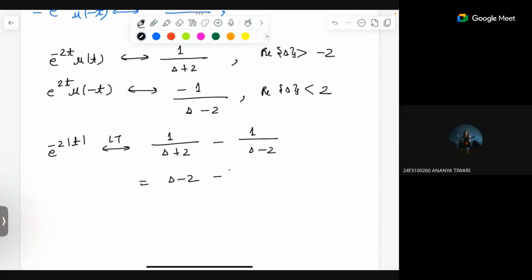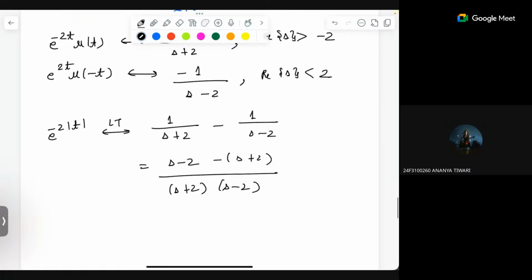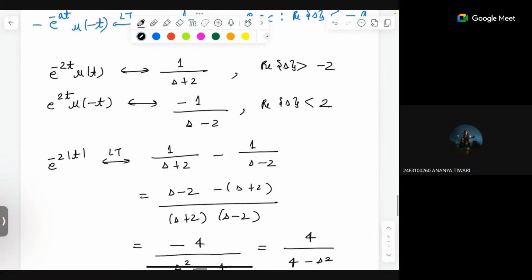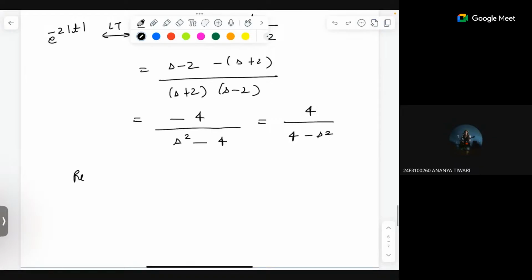We will cross multiply, s plus 2, s minus 2. We will have the cancellations and we will have minus 4 upon s square minus 4. Let us absorb the minus sign, so I will have 4 minus s square in the numerator. Now the ROC will be the intersection of these two: real of s greater than minus 2 intersection real of s less than 2.